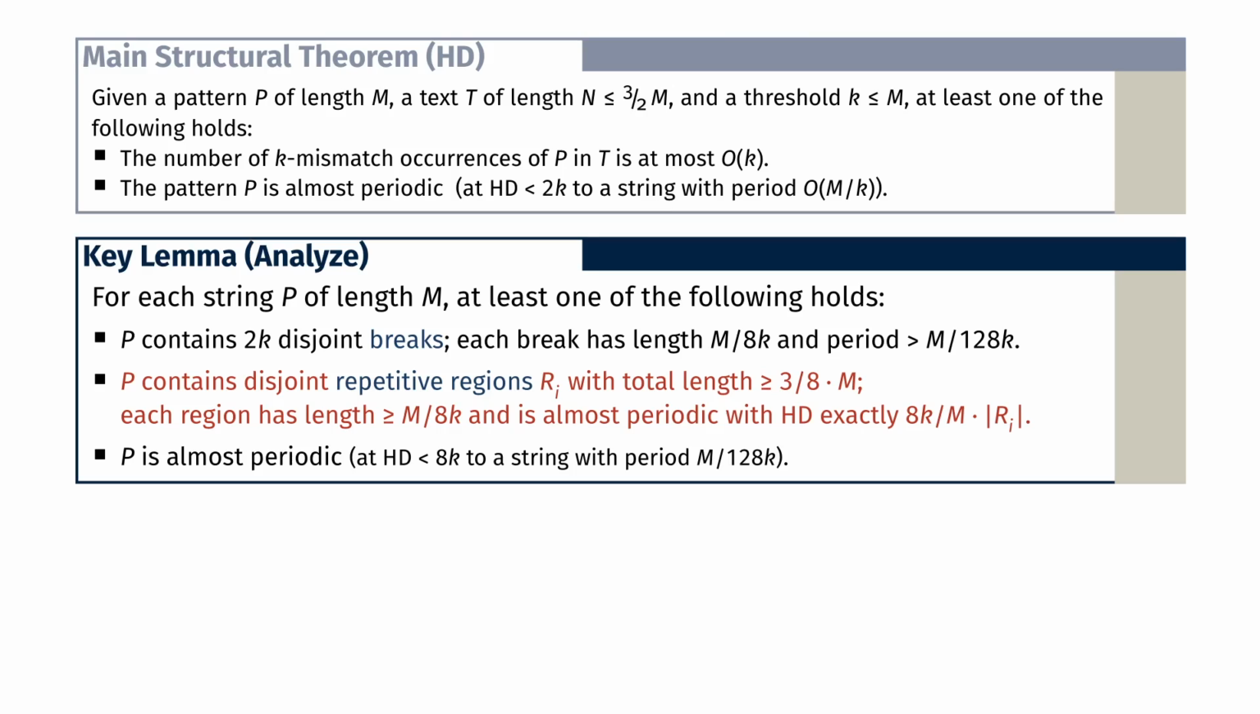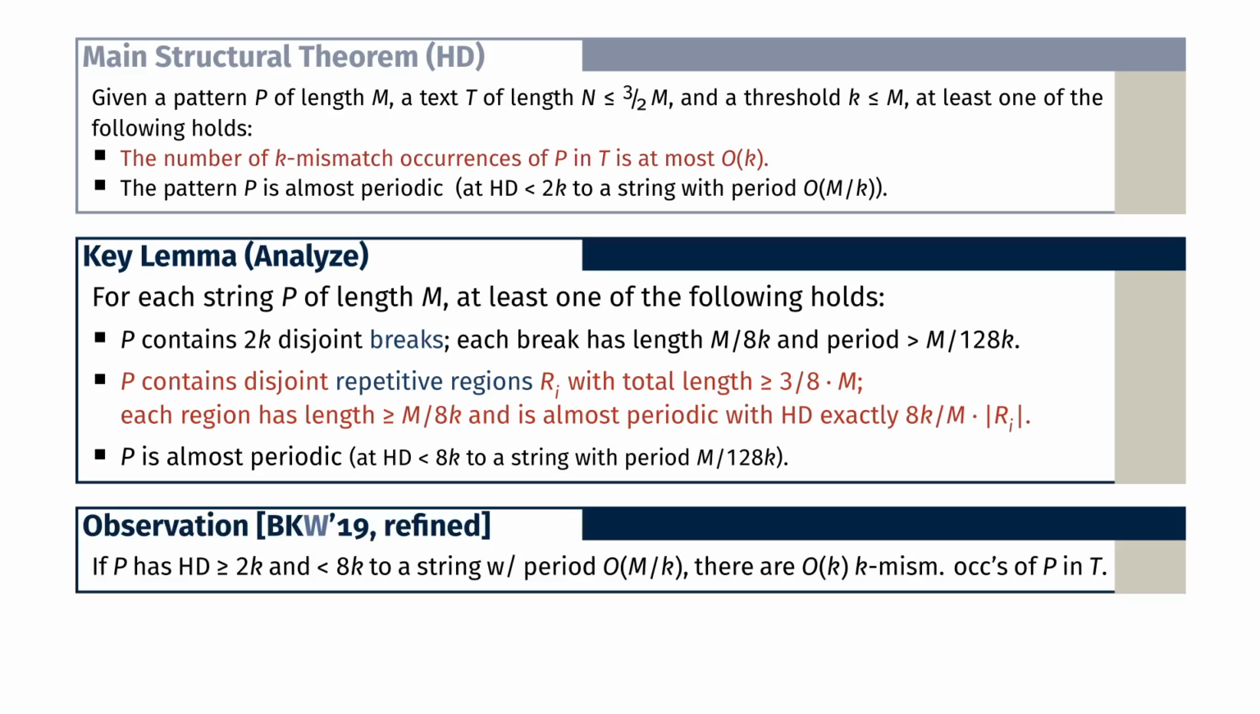Now, for the repetitive regions, recall that I mentioned that they locally look like the almost periodic case, that we additionally have a guaranteed minimum number of mismatches to the corresponding periodic string. What this means is that we can essentially use the aforementioned fact from the almost periodic case again. But this time, this observation always yields the desired bound to the number of k-mismatch occurrences of P in any string T.